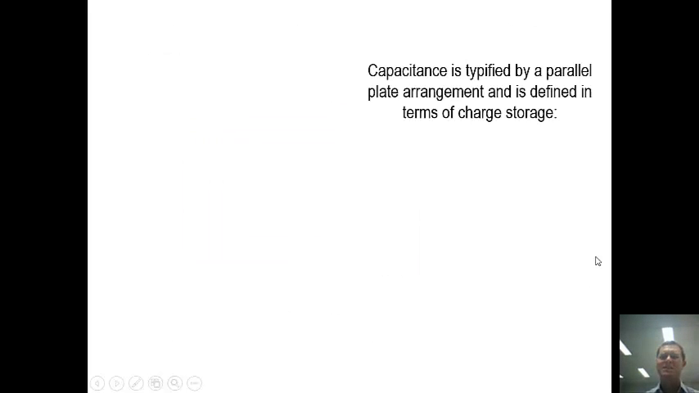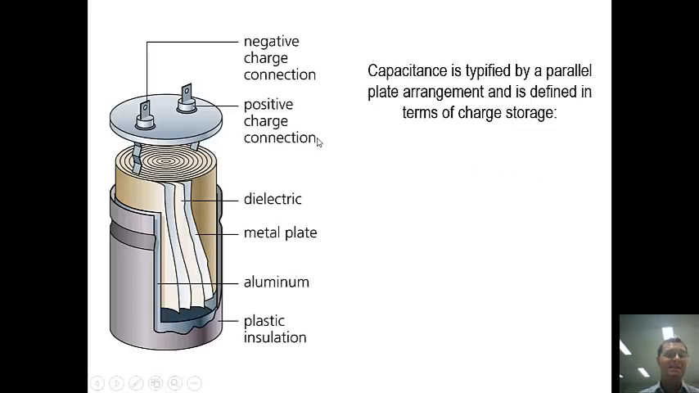So capacitance is typified by a parallel plate arrangement and is defined in terms of charge storage. So let's go through this slowly. Is typified by a parallel plate arrangement. A capacitor, and here's an example, normally has set up two parallel plates. We want these parallel plates to have as much area as possible, so we often find if you opened up a capacitor, and here's a capacitor image which has been opened up, you'll find that there's two plates wrapped around as much as possible, so therefore you can have the maximum area of two parallel plates.